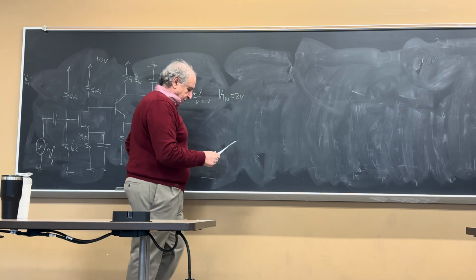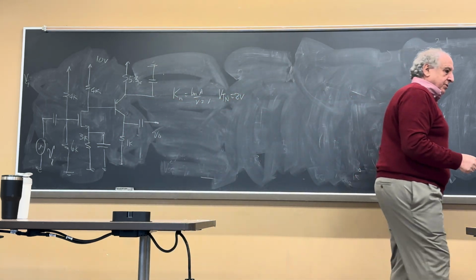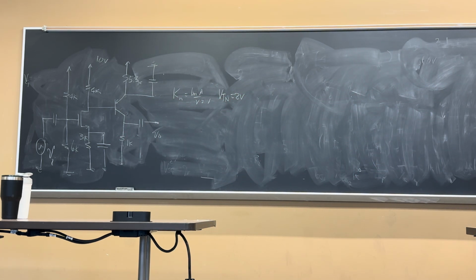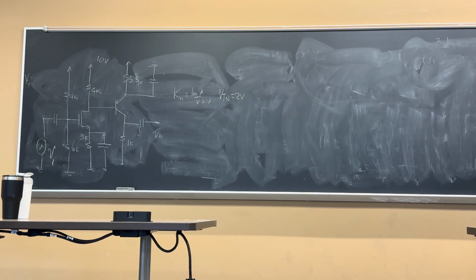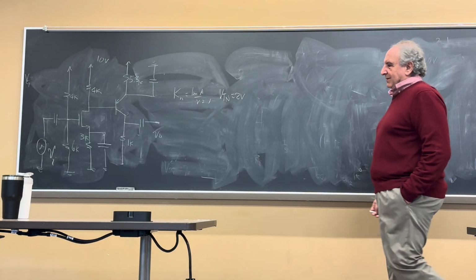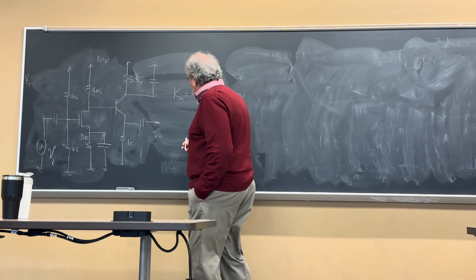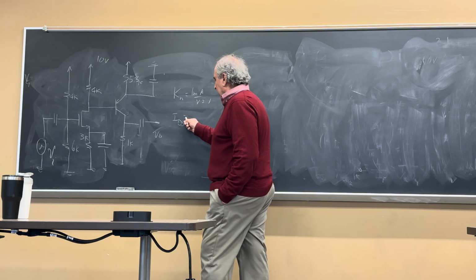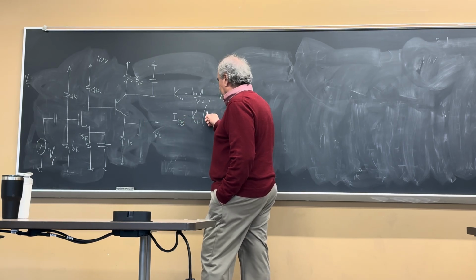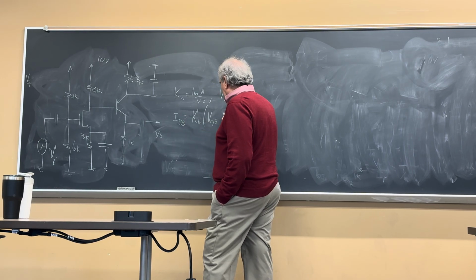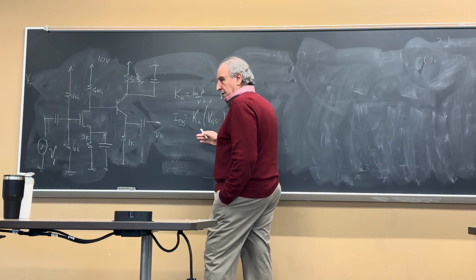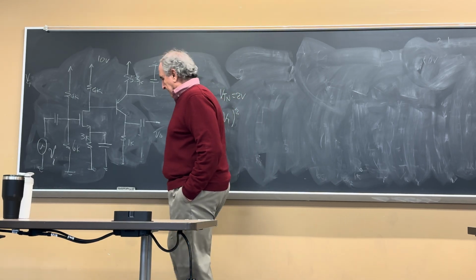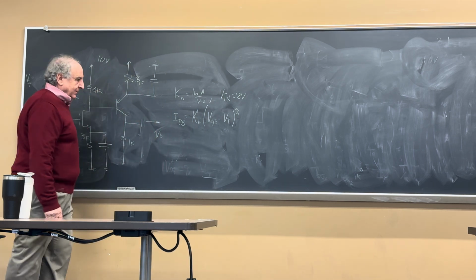All right, calculate the biasing conditions and do the game. I hope this is not difficult for you at this stage of the time, all right? So what's the equation for the current? Right? This is it. Okay, what did I say?